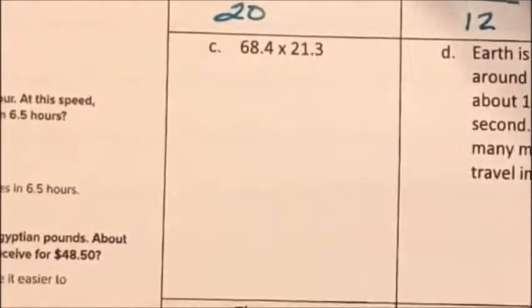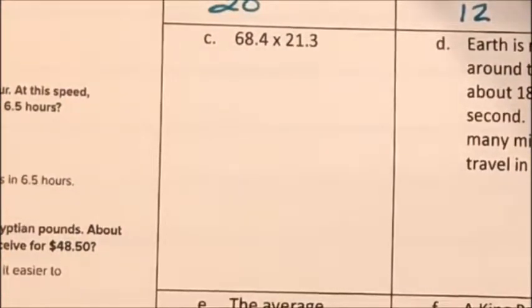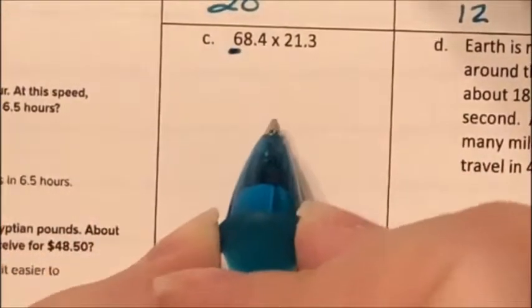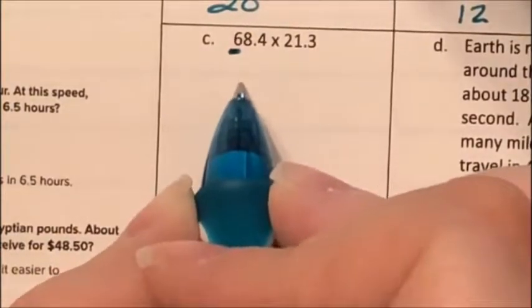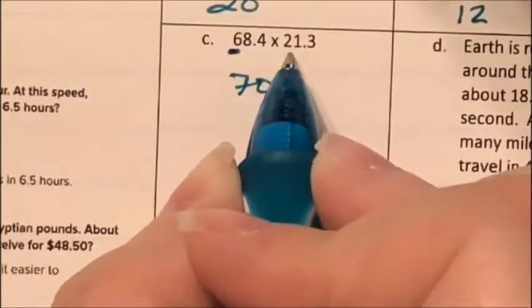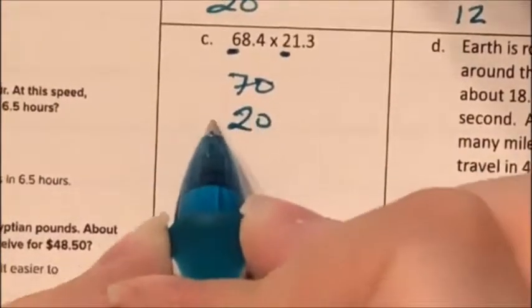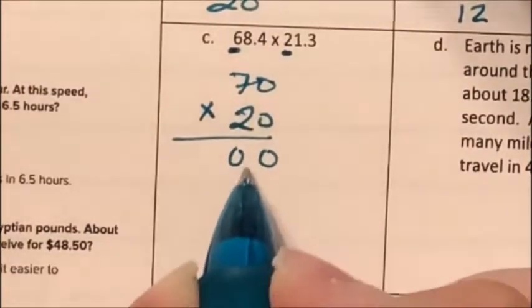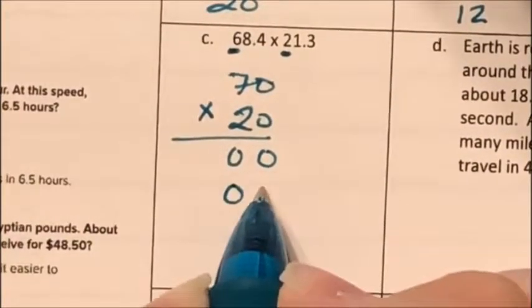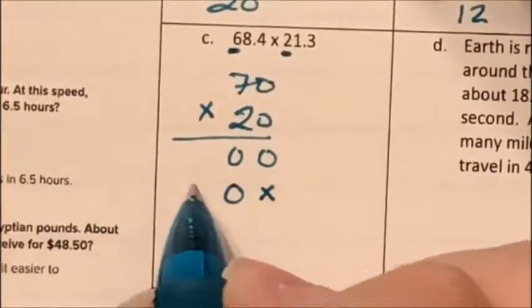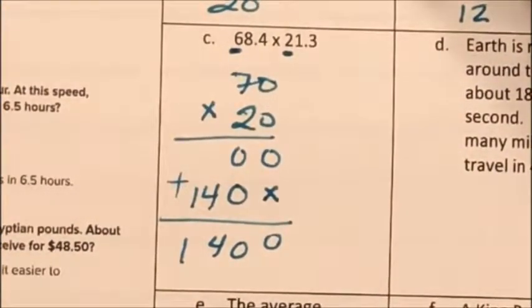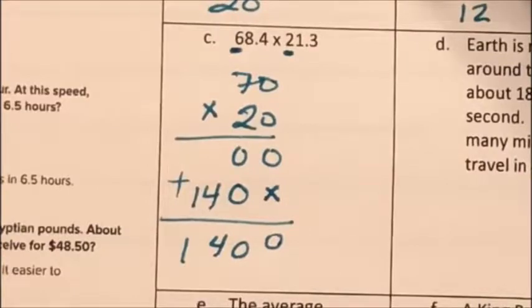Letter C says 68.4 times 21.3. I'm going to round to the largest place value, which is the tens place. 68.4 becomes 70. 21.3 becomes 20. So when I multiply this, 0 times 0 is 0. 0 times 7 is 0. 2 times 0 is 0. Remember, you got to leave that place. 7 times 2 is 14. So 68.4 times 21.3 is approximately 1,400.